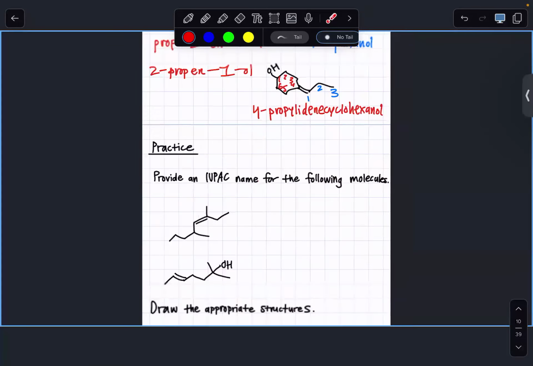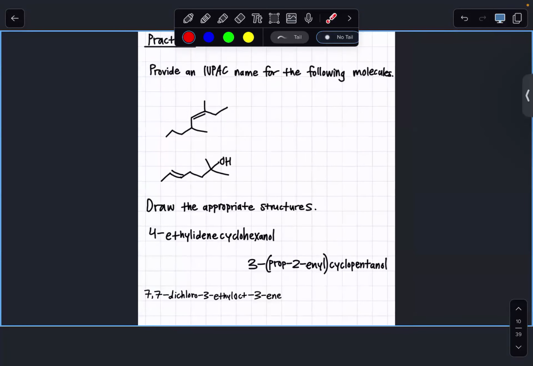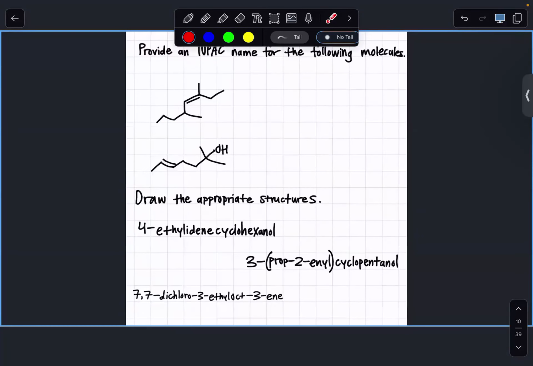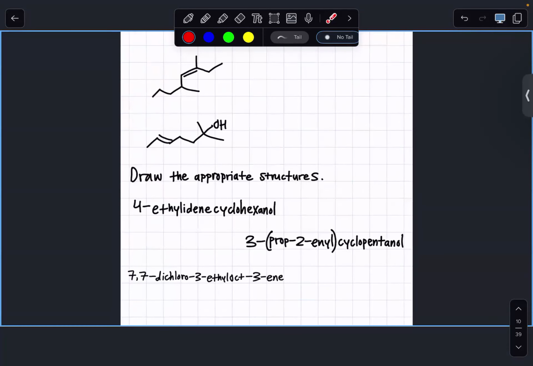Now, try these 5 practice nomenclature problems. 2 of them you have to predict the name for, and 3 of them you have to draw out based on the name given here.